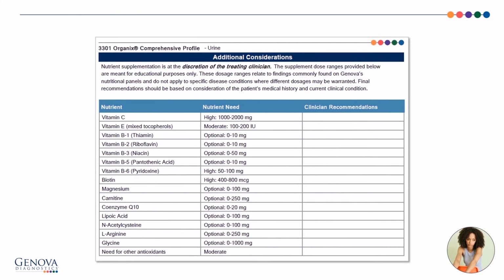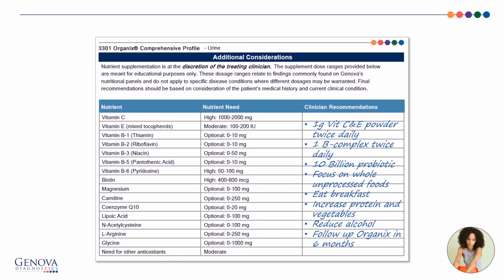At the end of the Organix report is a page of additional considerations, which lists some of the nutrient needs identified by an algorithm that helps with test interpretation. These may be used as a guide as you formulate your patient's treatment plan. However, keep in mind they don't take into account any of the patient's clinical history. Here's an example of how you might use the page.